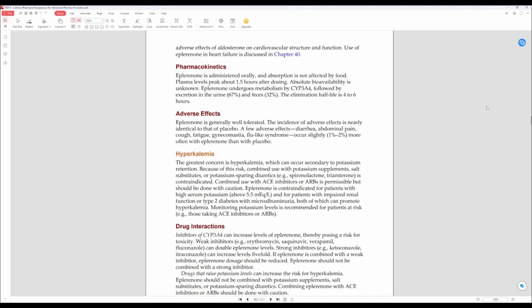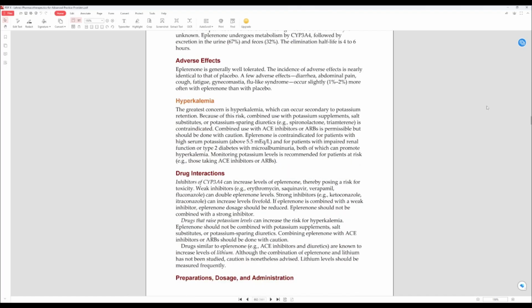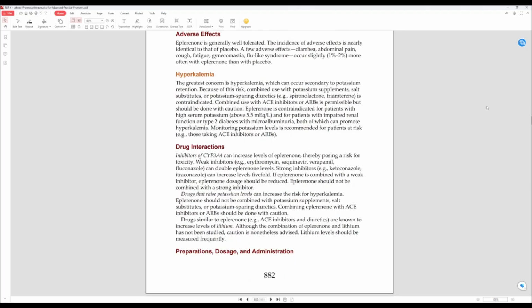Bringing us to adverse effects. Eplerenone is generally well tolerated. The incidence of adverse effects is nearly identical to that of a placebo. A few adverse effects, however, include diarrhea, abdominal pain, cough, fatigue, gynecomastia, and flu-like symptoms, which occur slightly, in 1 to 2% more often with eplerenone than with the placebo.